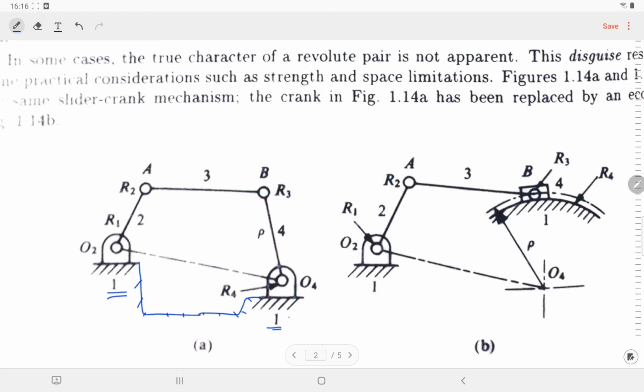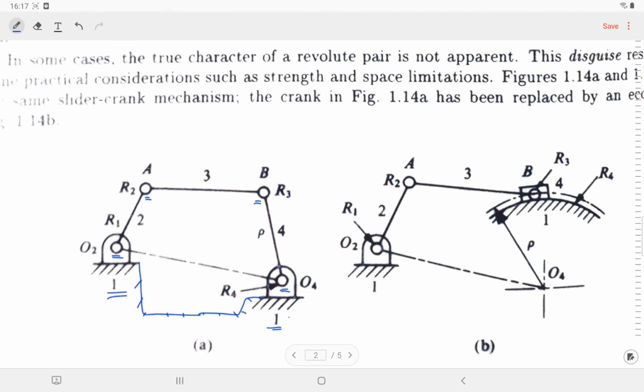Okay, fine. Now this is a 4-bar mechanism because it has 4 links. And also all the kinematic pairs are revolute pairs. If you notice, this 4-bar mechanism with revolute pairs is studied well.